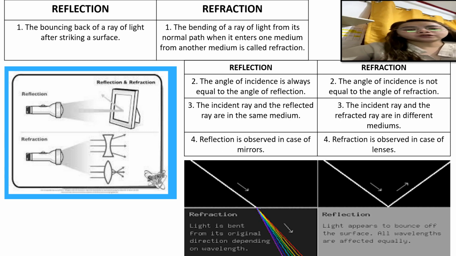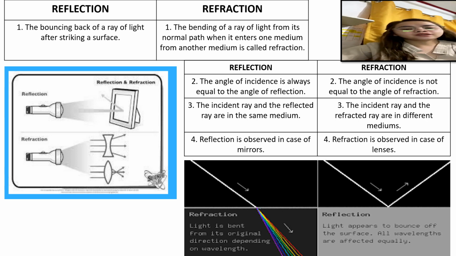If we are going to study mirrors and lenses, we are going to encounter these two words, reflection and refraction. So let us know the differences between these two words. Reflection is the bouncing back of the ray of light after striking a surface, while refraction is the bending of the ray of light from its normal path when it enters one medium from another medium.